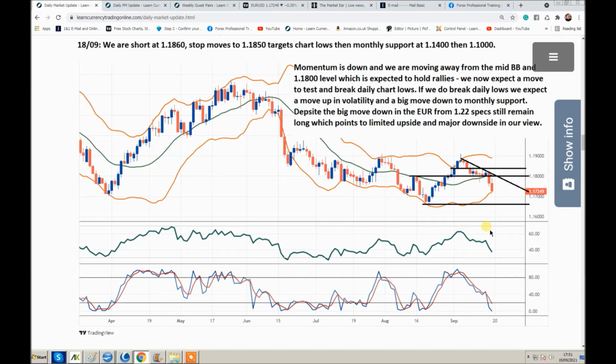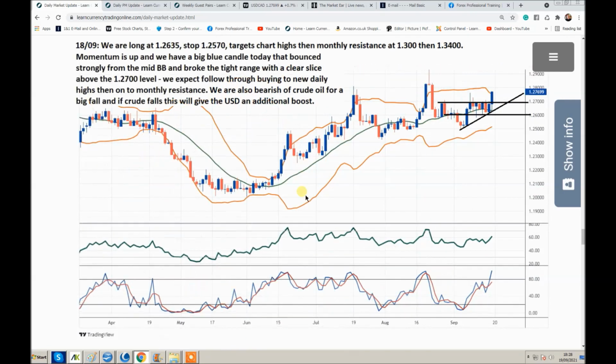Right, let's go and look at our next pair, which is going to be USD CAD. Now, in terms of USD CAD, it's been one of our favourite pairs for a good few months. Regular viewers of videos will know that we became really interested in it, but it kind of bottomed out, or double bottomed at the 120 level.